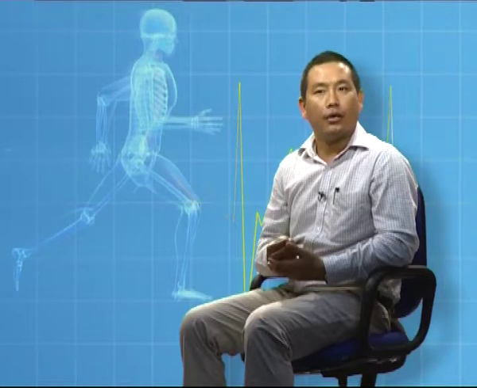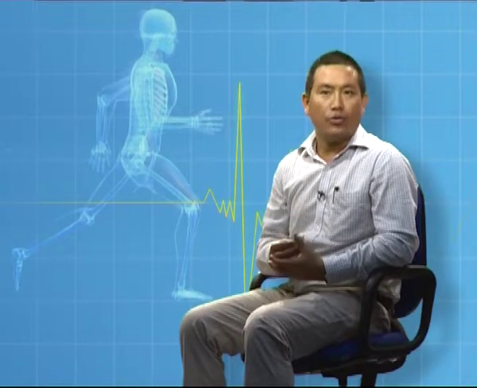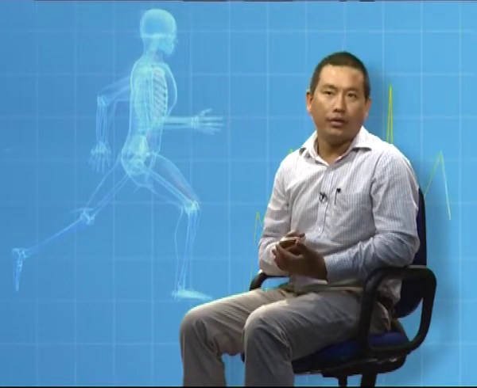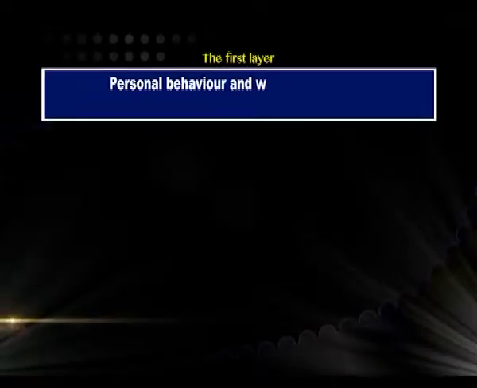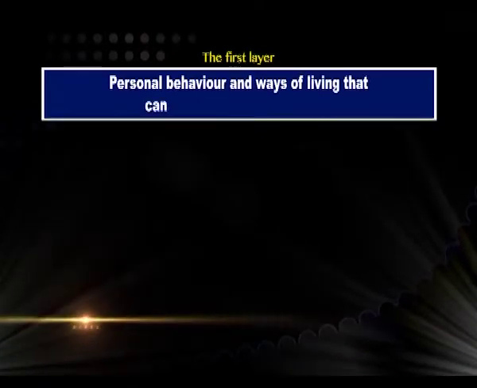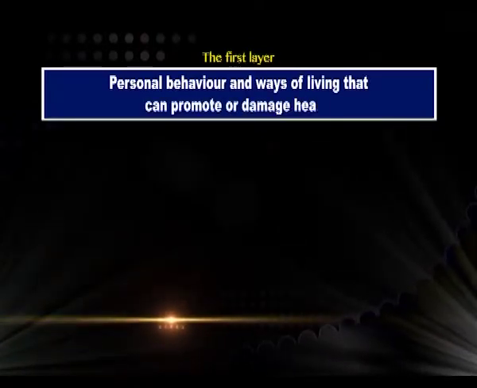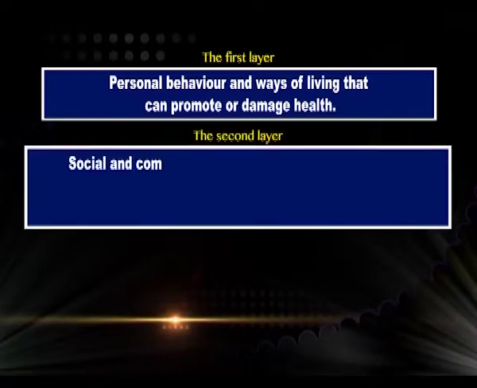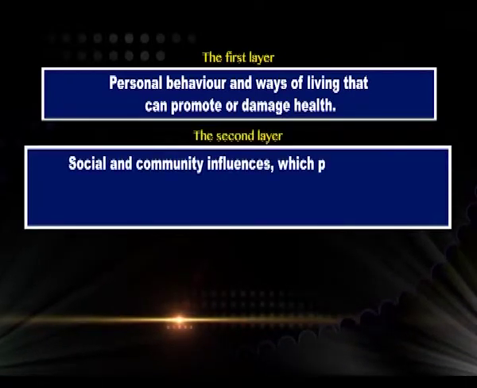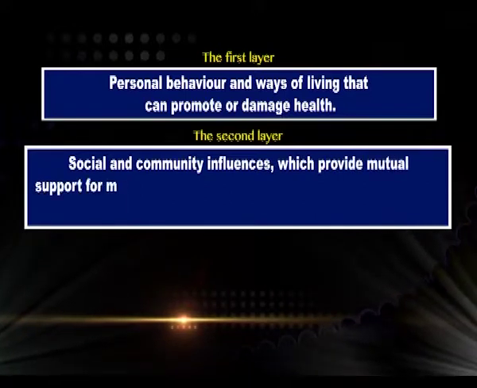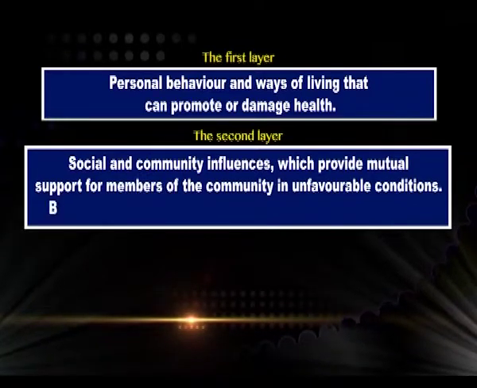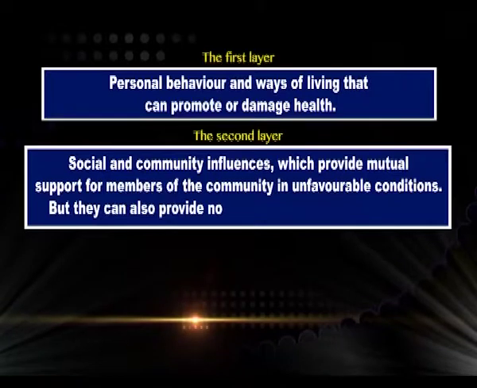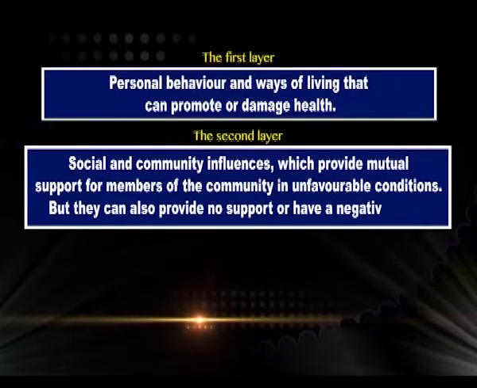Individuals are at the center with a set of fixed genes. Surrounding them are influences on health that can be modified. The first layer is personal behaviors and way of living that can promote or damage health. The next layer is social and community influences which provide mutual support for members of the community in unfavorable conditions. But they can also provide no support or have a negative effect.